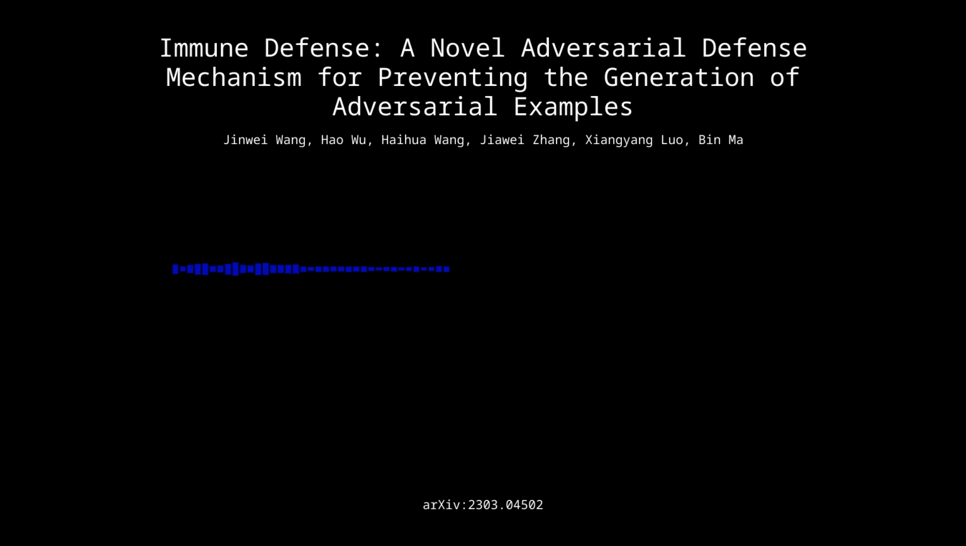They also discovered that the size of that immune perturbation really needs to be carefully considered. If it's too small, it might not be effective, but if it's too large, it can actually degrade the image quality. That makes sense. It's all about finding that sweet spot between effectiveness and imperceptibility.